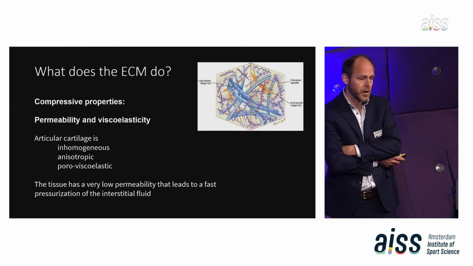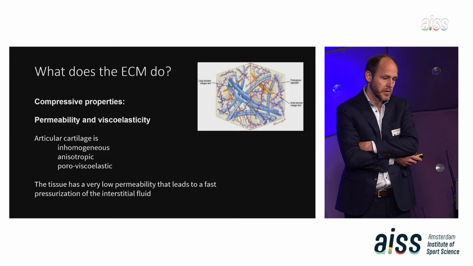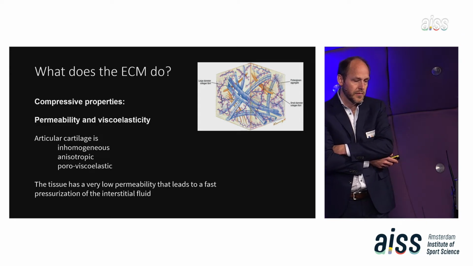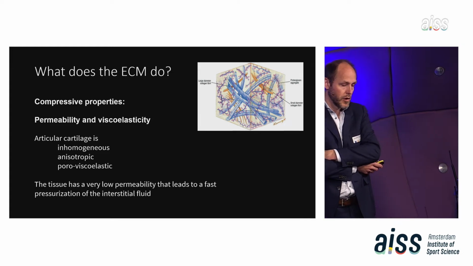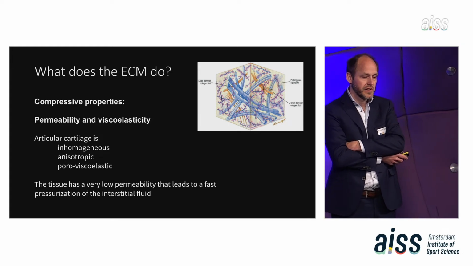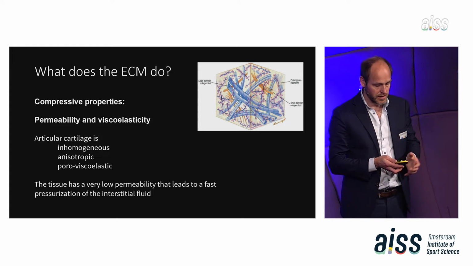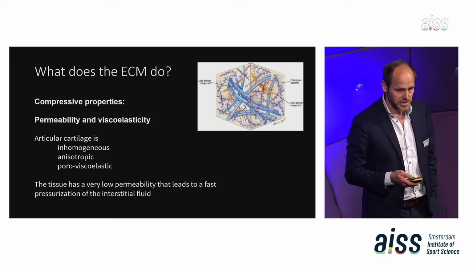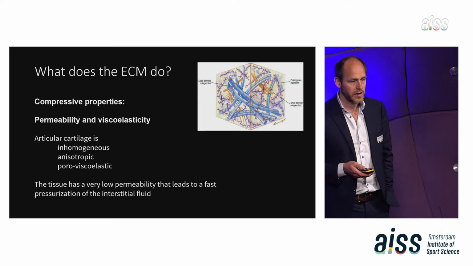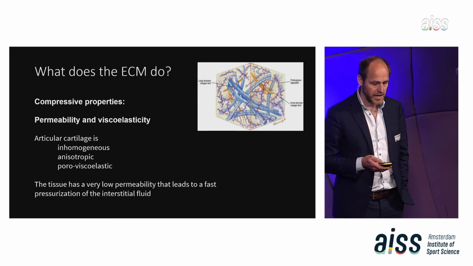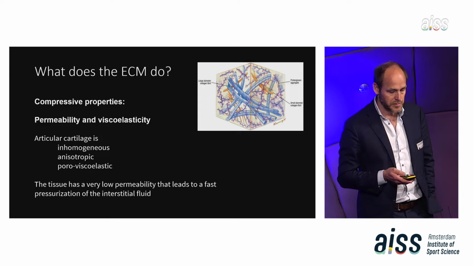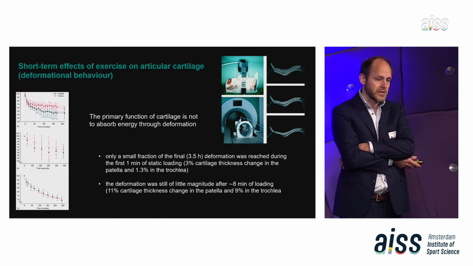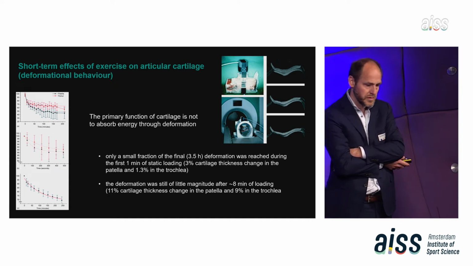And the ECM does all the work. This has really unique properties in the permeability and viscoelasticity because of the low permeability. It has a fast pressurization. You can think of hitting the water with your flat hand, and you feel that there's a lot of resistance. It's hard to push the water out of the ECM, and that's giving its unique pressure distributing properties. So the cells, they don't do much. The ECM does all the work, but the cells have to produce the ECM, and that sums up the problems we have with cartilage.